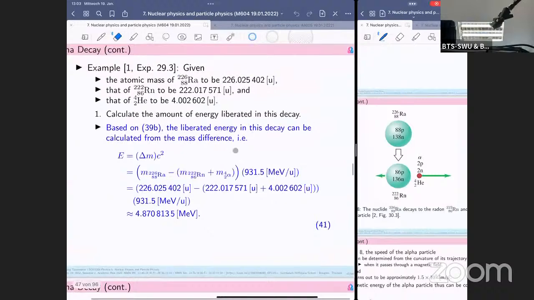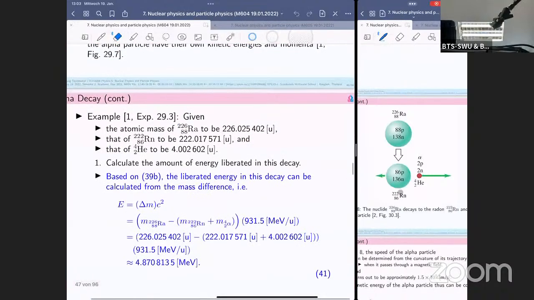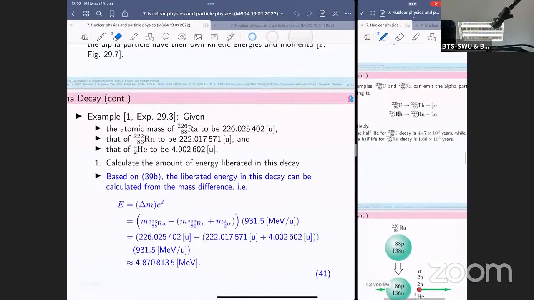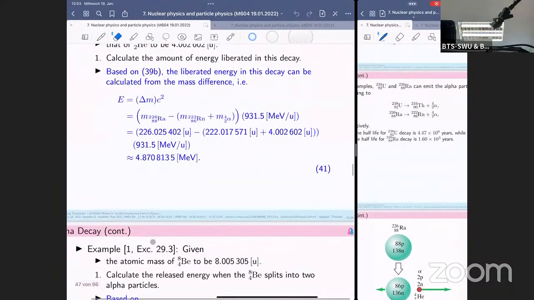And you just follow this way. You start from radium, radon, and the alpha particle. You make the subtraction, the mass difference between this side and this side. Then you convert it by using 931.5 mega electron volt per atomic mass unit.